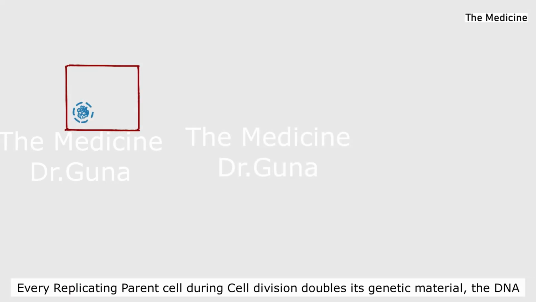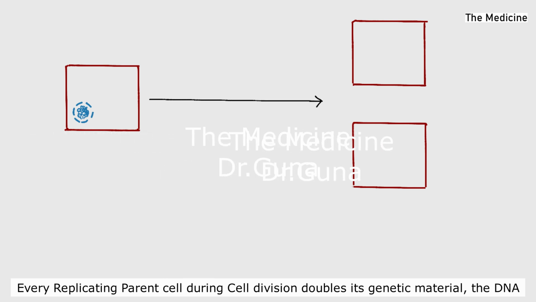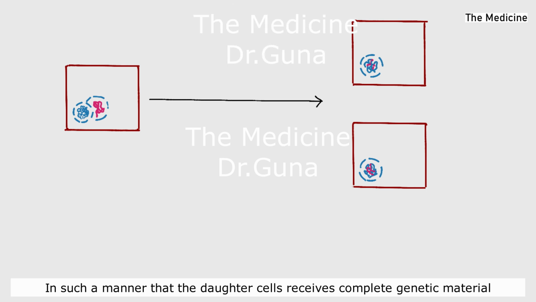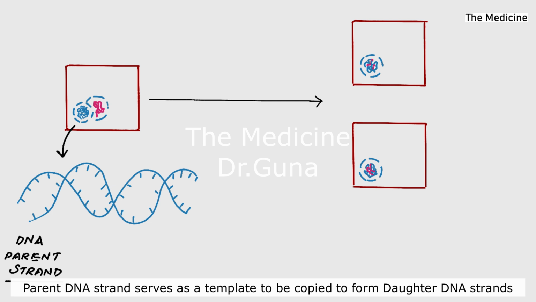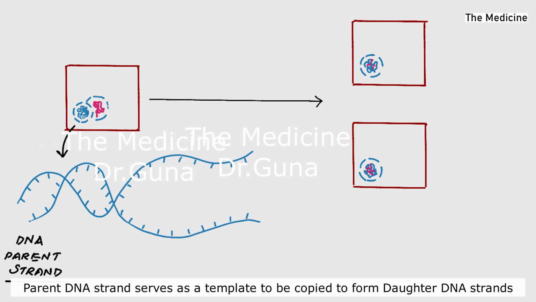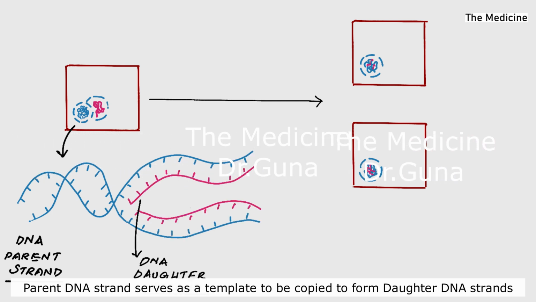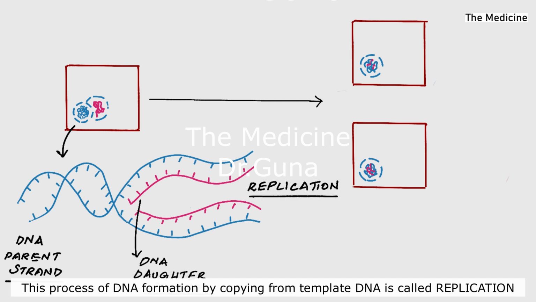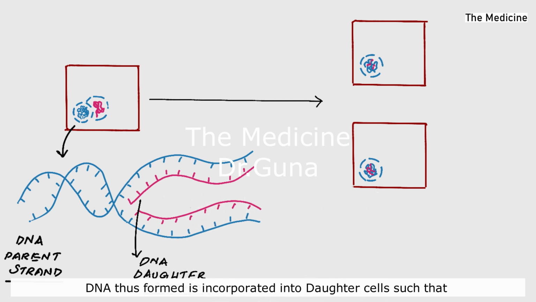Every replicating parent cell during cell division doubles its genetic material, the DNA, in such a manner that the daughter cells receive complete genetic material. Parent DNA strand serves as the template to be copied to form daughter DNA strands. This process of DNA formation by copying from a template DNA is called replication.